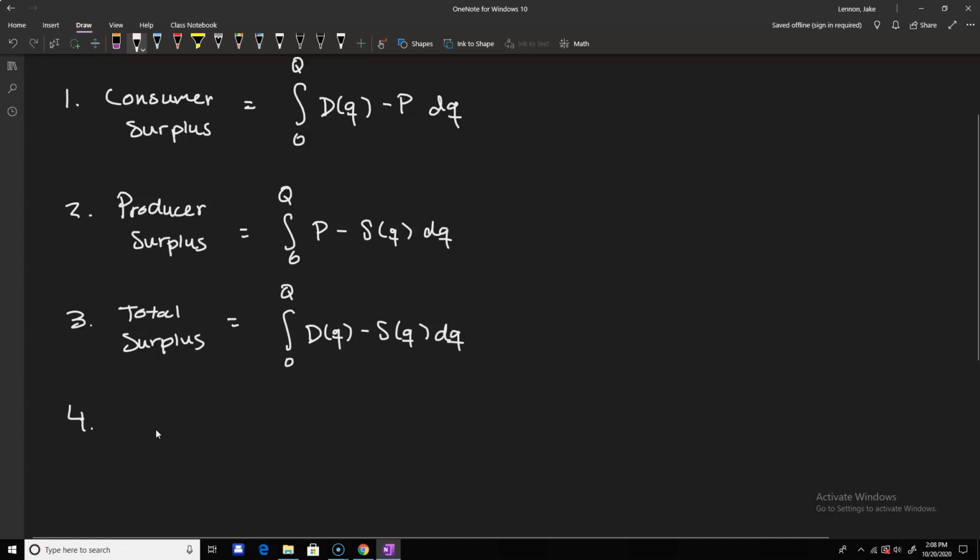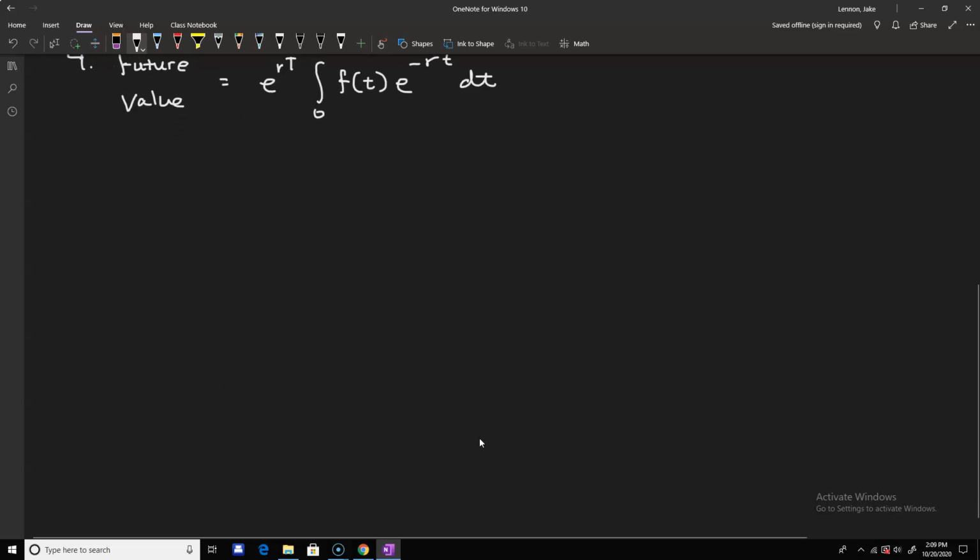And then we have the other one, the future value formula, that involves some income streams. So the future value here is going to be e to the lowercase r capital T. So capital T is a constant, so is lowercase r, the rate that we're investing at. And we're integrating from 0 to T, our time frame. And this is with respect to our income stream, f of t times e to the negative r, and then lowercase t is our variable. So these are our four formulas. So let's go ahead and do some examples of each of them.